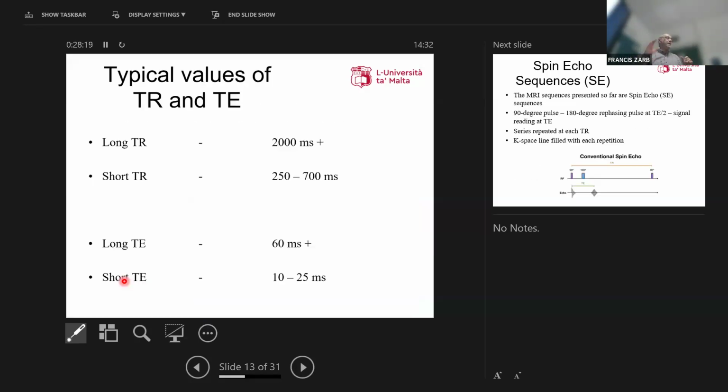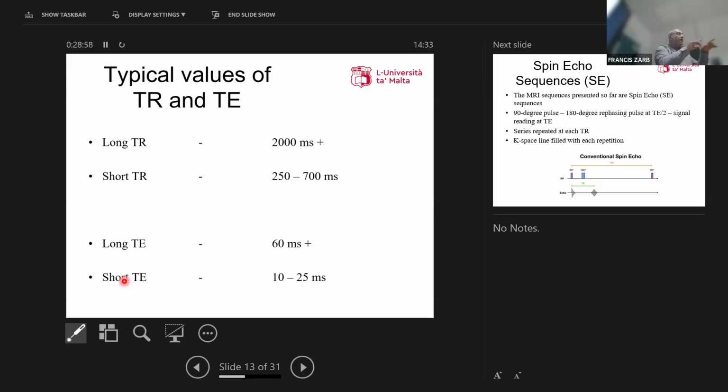So, typical values. We talked about how they appear, but typical values: when we say long TR, what do we mean by long TR? It's more than 2000 milliseconds. A short TR is between 250 and 700 milliseconds. A long TE is 60 milliseconds. Don't forget that TE is always shorter than TR because it needs to be within the TR. So even the longest TE is shorter than the shortest TR. A short TE is between 10 and 25.